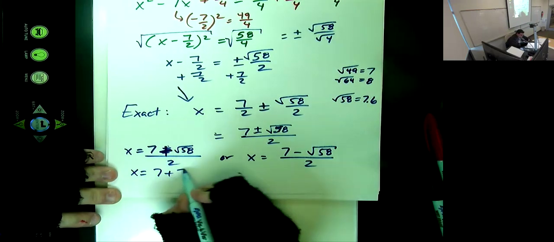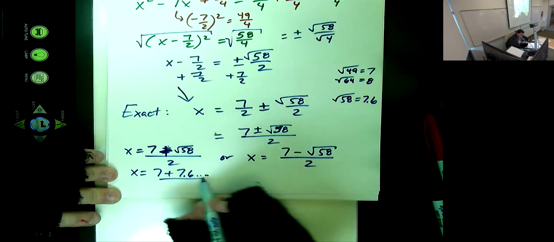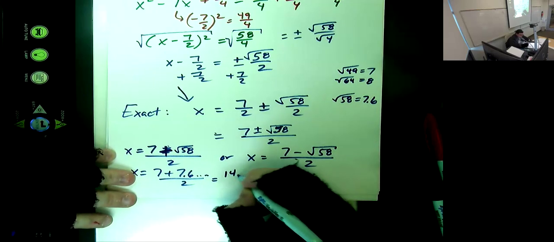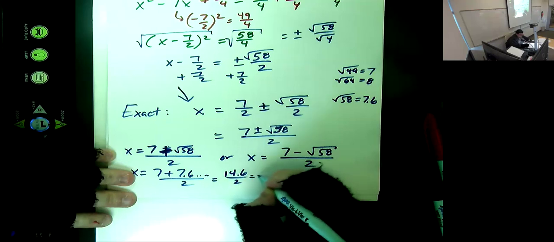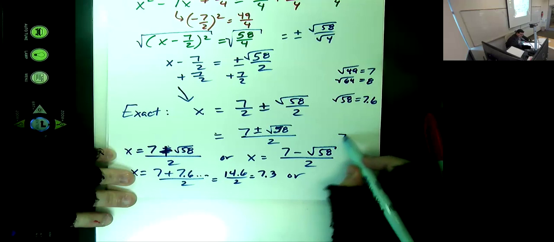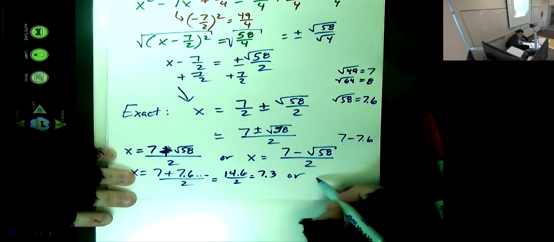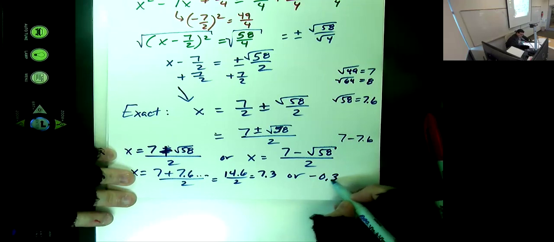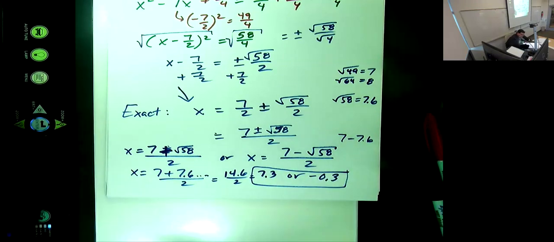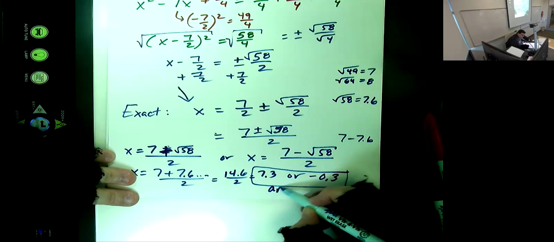But there were more decimal places. So that's 14.6 over 2, which is 7.3. Or we would have had 7 minus 7.6, which would have gotten around negative 0.3. You did the decimal. This is an approximate answer.